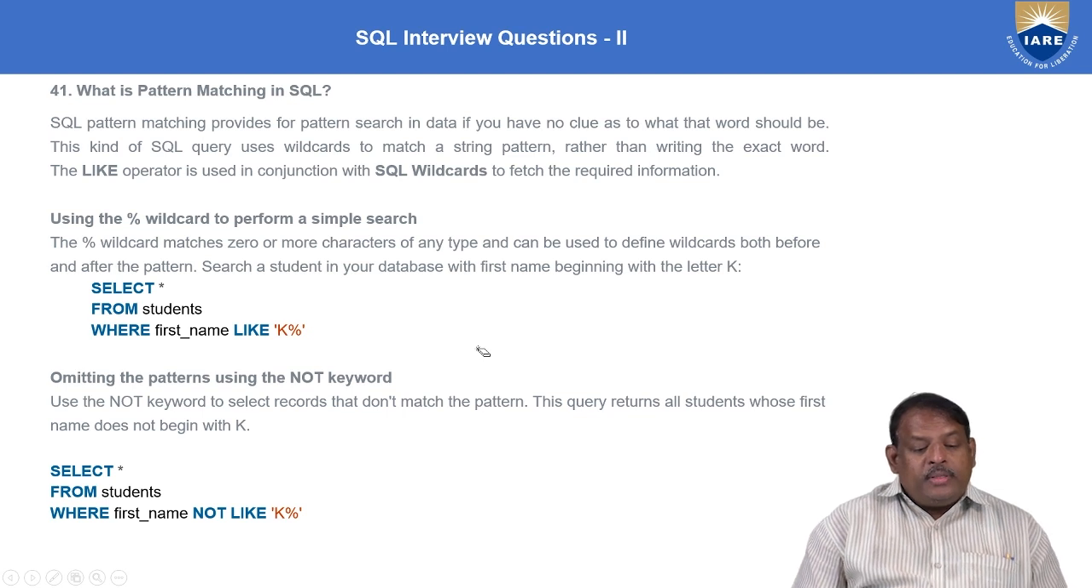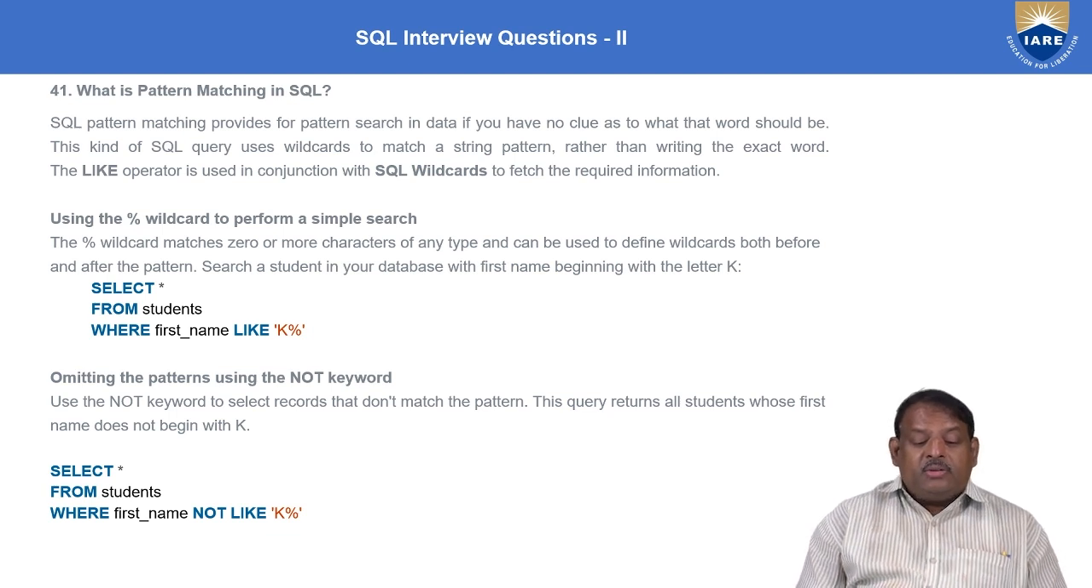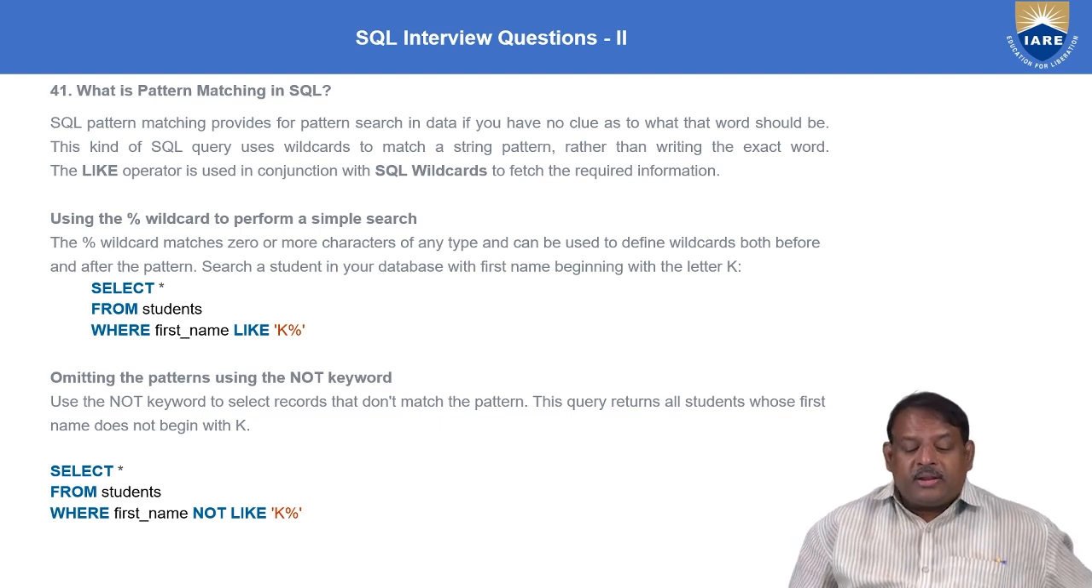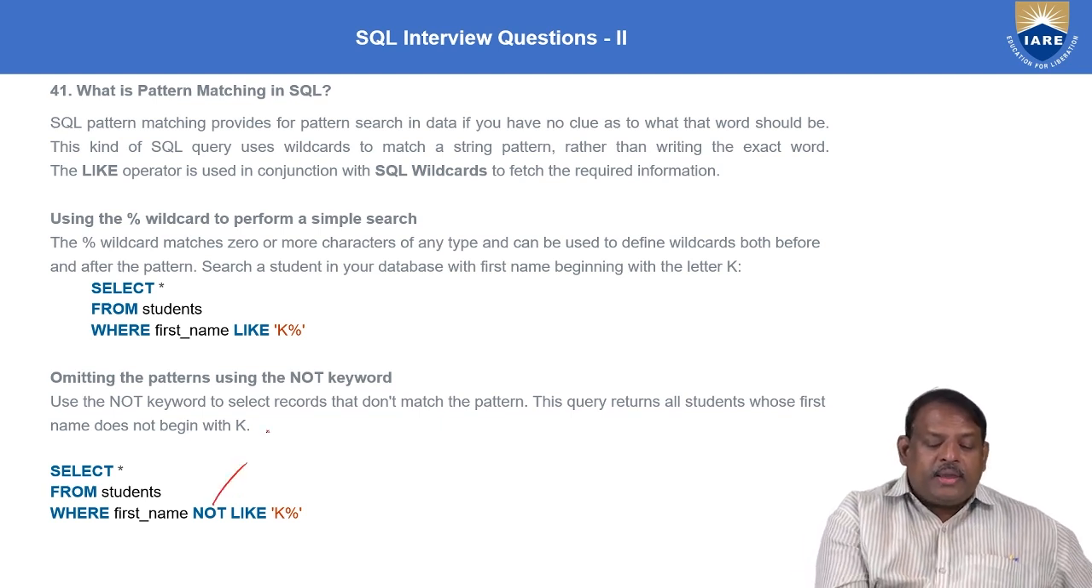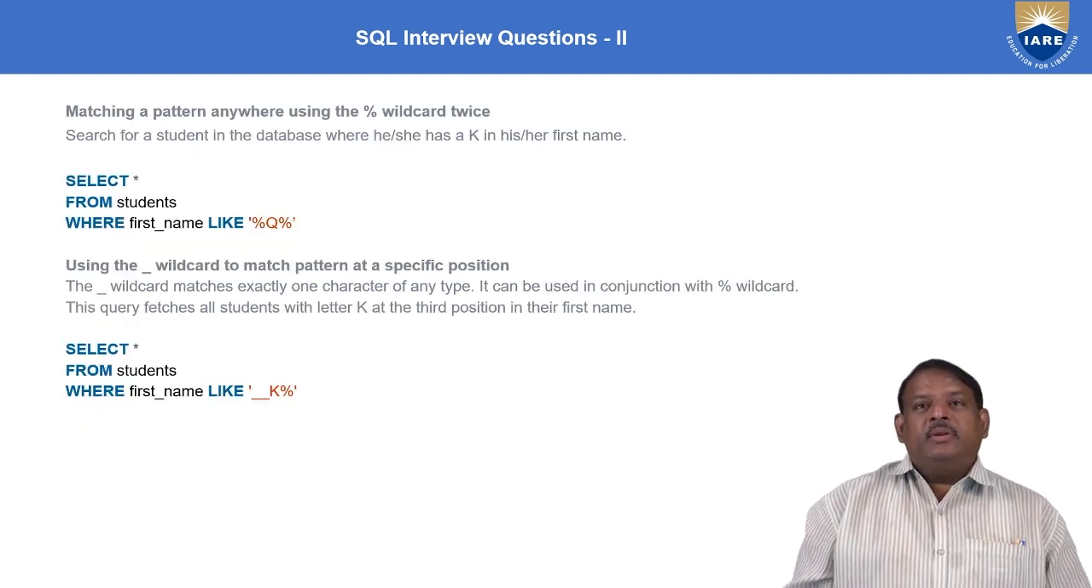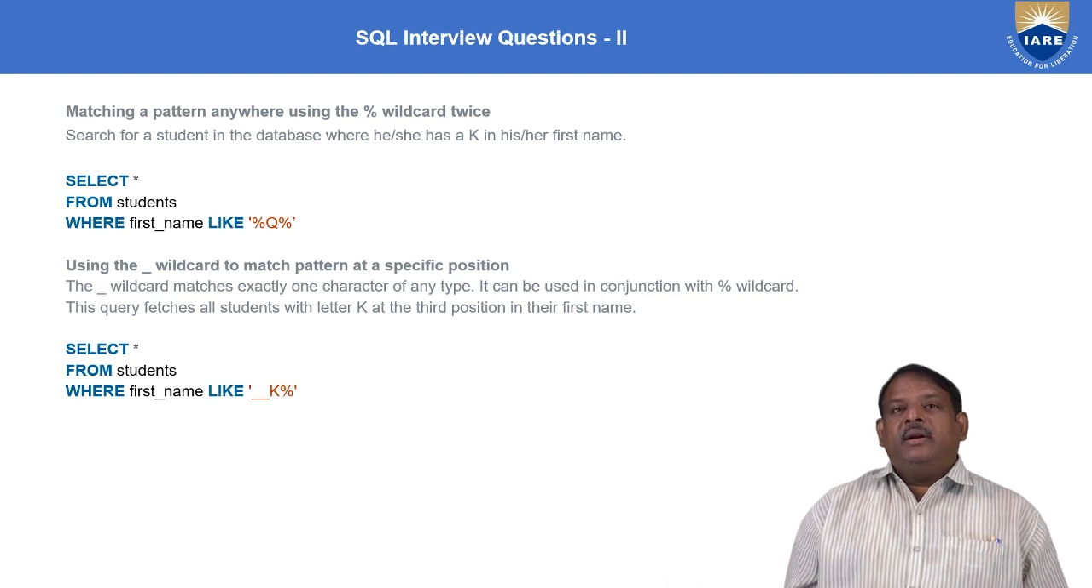Now omitting the pattern by using the NOT keyword. By using the NOT keyword, we select records that do not match the pattern. Suppose you don't want to retrieve the students whose name starts with K, just say NOT LIKE.